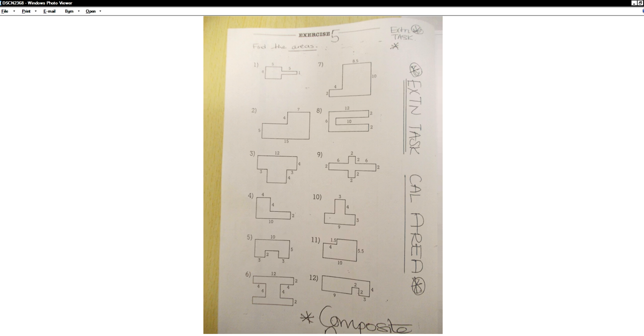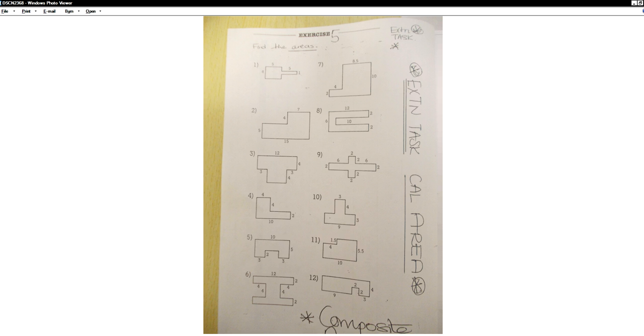What's your length and width for the first one? 5 and 4. And the second one? 5 and 1. And then when you work them out, what do you do with the answers? You times them. You add them. You add them. Excellent.